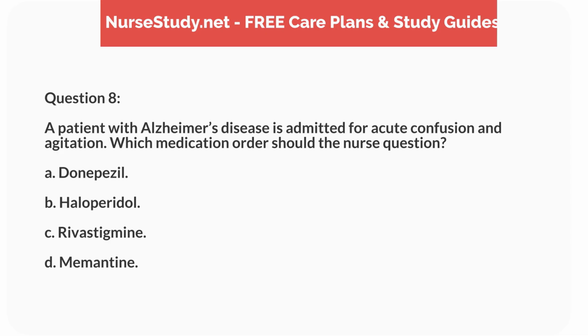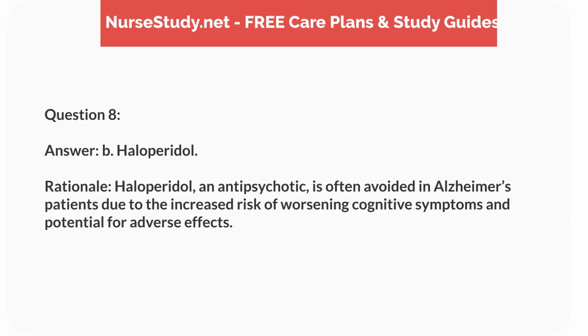Question 8. A patient with Alzheimer's disease is admitted for acute confusion and agitation. Which medication order should the nurse question? A. Donepezil. B. Haloperidol. C. Rivastigmine. D. Memantine. Answer: B. Haloperidol. Rationale: haloperidol, an antipsychotic, is often avoided in Alzheimer's patients due to the increased risk of worsening cognitive symptoms and potential for adverse effects.